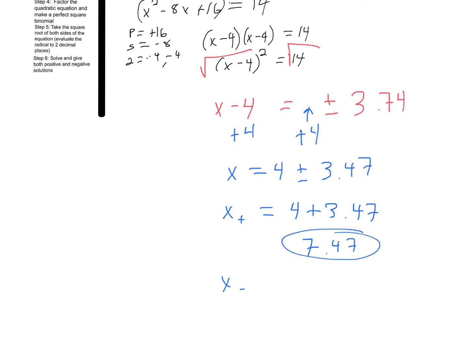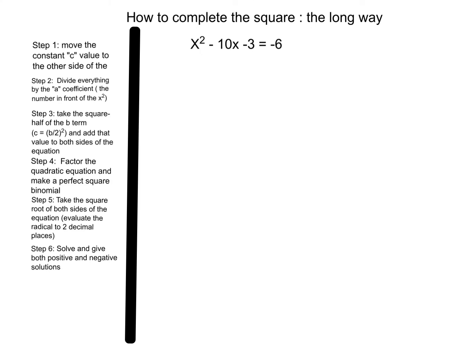The x negative says we're going to do 4 minus 3.47, which is going to be, when you subtract that out, you're going to get 0.53. And here are our two answers to our quadratic equation. Alright, I'll work another one with you, and then from there I'll let you try one on your own, and let's see how you do.